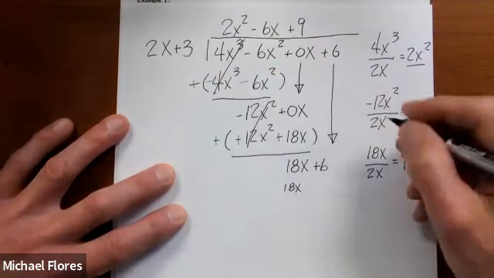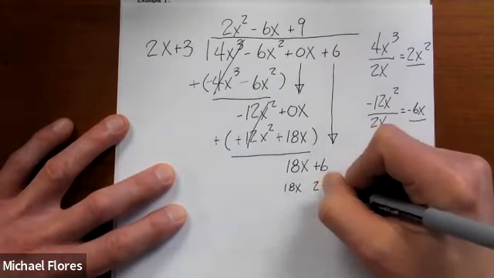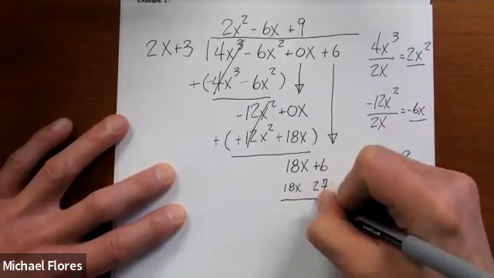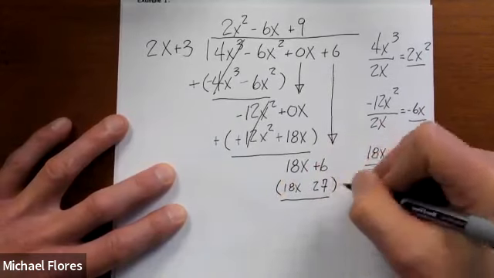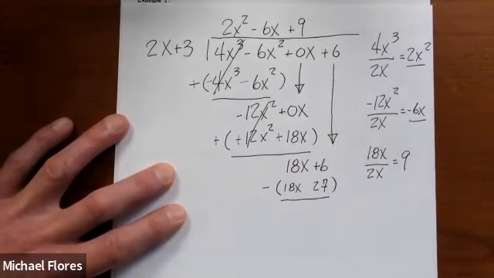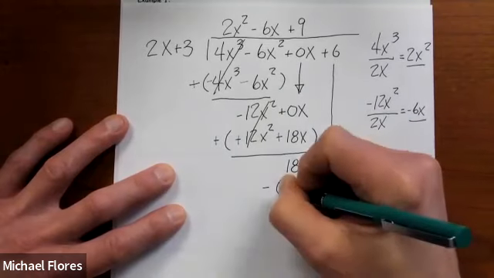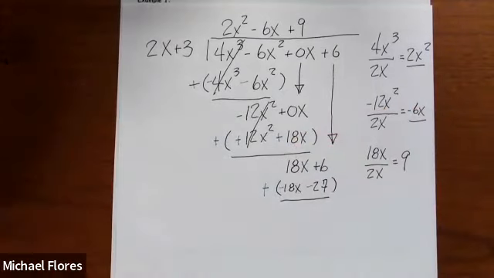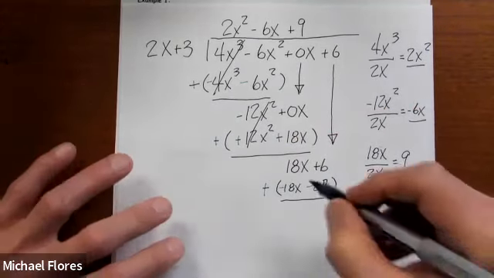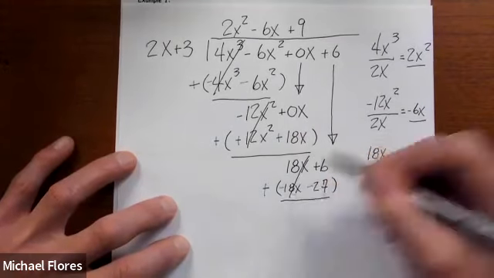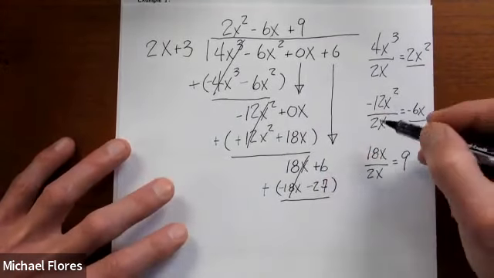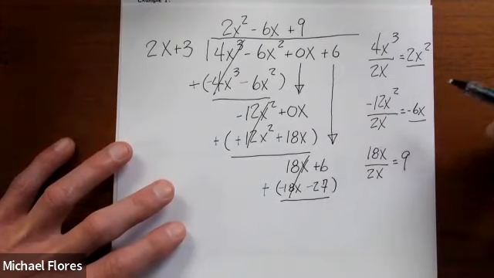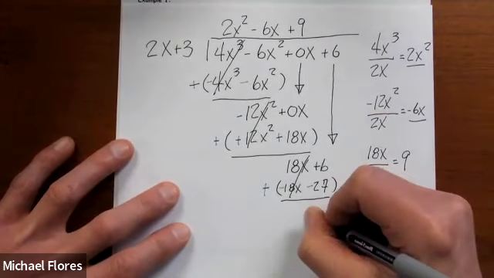9 times 3, that is positive 27. Underline, wrap, negative. If we distribute that negative throughout the parentheses, that's now negative. Change that to a positive, meaning we have already taken care of distributing the negative. These two cancel. 6 plus negative 27, would that be negative 21?